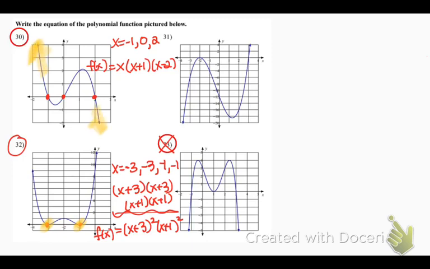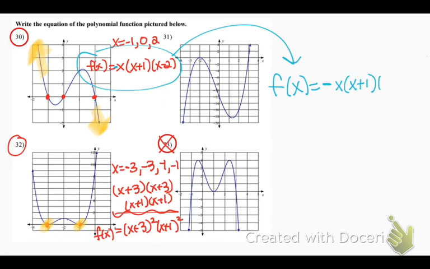Let's look at the end behavior. It is going in the negative direction, so that means that my answer should have a negative. So I'm going to rewrite this answer a little bit more cleanly. So that means I have f of x equals negative, since it has negative orientation, x times x plus 1 times x minus 2. Does 31 have a positive or negative orientation? Okay, that's positive. And does 33 have a positive or negative orientation? That one's also negative.